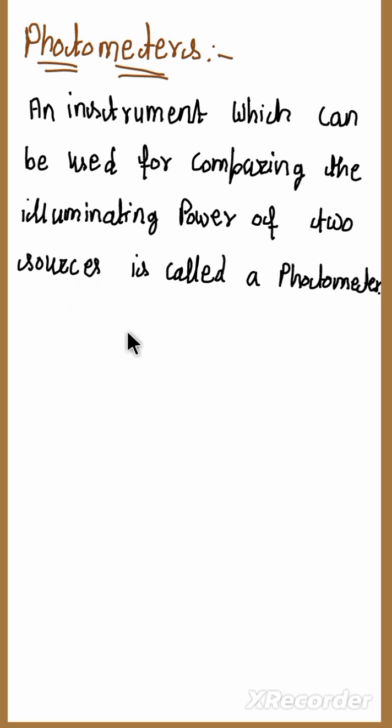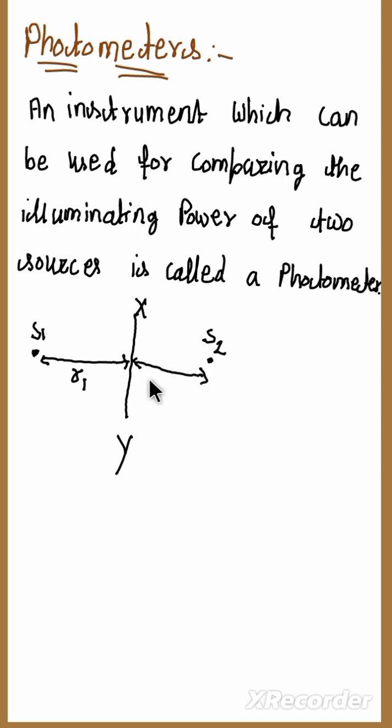So according to definition, we will consider here a screen X and Y. This is a screen, and consider two identical sources. This is source S1 and this is source S2, and distance from source and screen for S1 is R1 and distance from screen to source for S2 is R2.